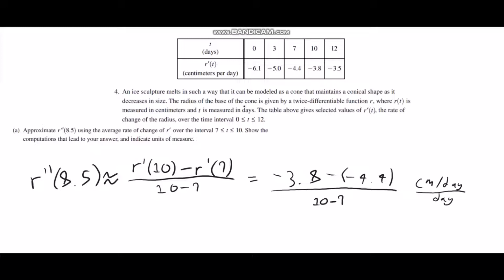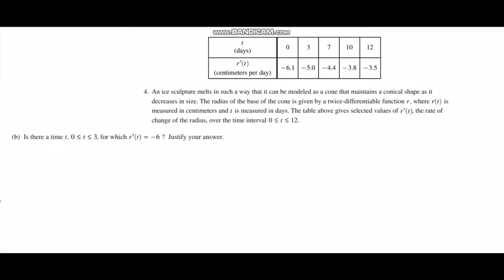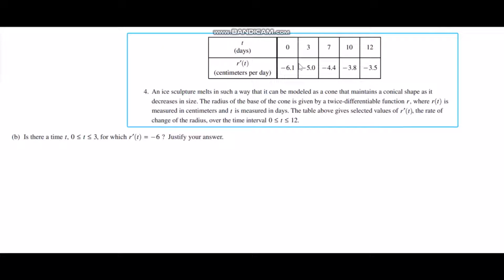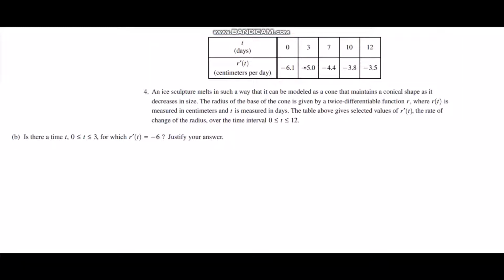Now we'll move on to part B. For part B, we have to determine if there exists a time t between 0 and 3 for which r prime of t equals negative 6, and we have to justify that. The answer is going to be yes, because as you can see, between 0 and 3, we do have negative 6 being in between these two values right here. But we have to be fairly detailed in our justification here.